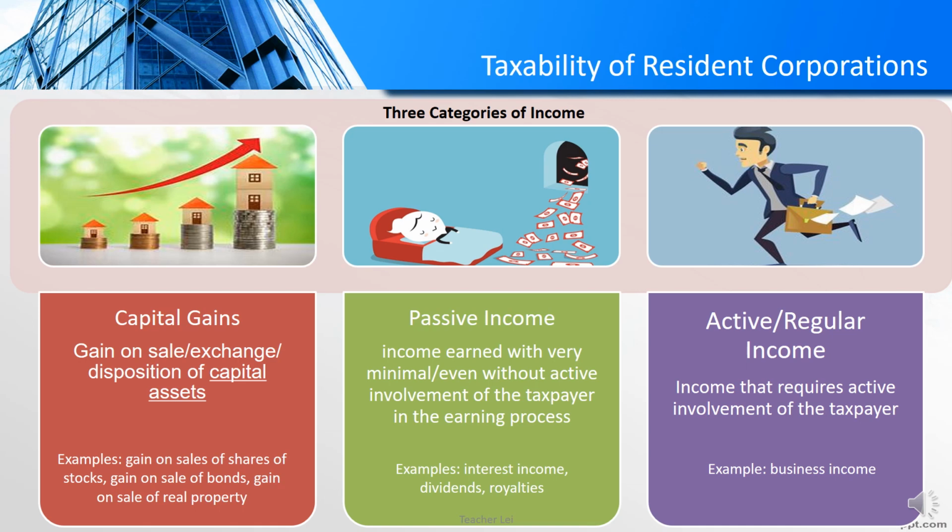The second category of income is the passive income, which is an income earned with very minimal or even without active involvement of the taxpayer in the earning process. Examples are interest income, dividends, and royalties. The third category of income where resident corporations are taxed is the active or regular income, which is an income that requires active involvement of the taxpayer. Example is the business income earned by resident corporations.